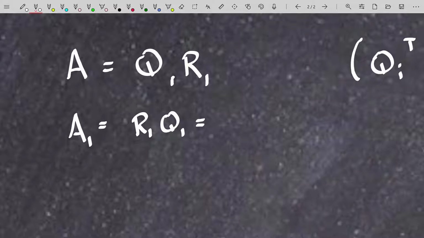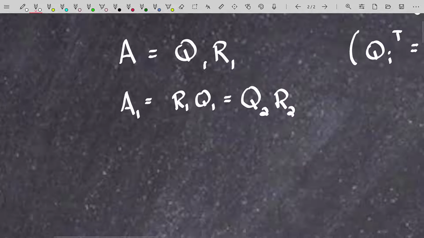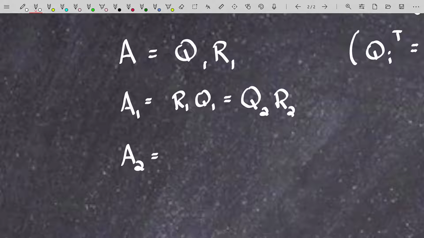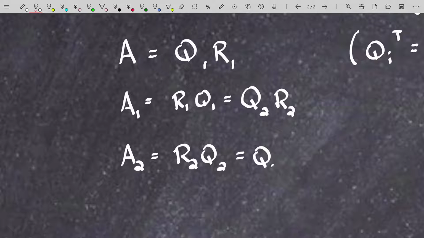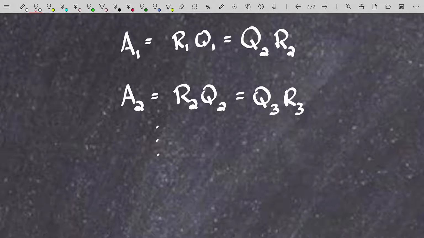You're going to refactor it into a Q sub 2, R sub 2. And then you'll build A sub 2 to be the commuted form of that, so R sub 2 times Q sub 2. You'll multiply those two matrices together, and then you'll refactor and get Q sub 3, R sub 3, and so on and so forth. This pattern continues not forever, but until you get an approximation of your eigenvalues as the diagonal elements.